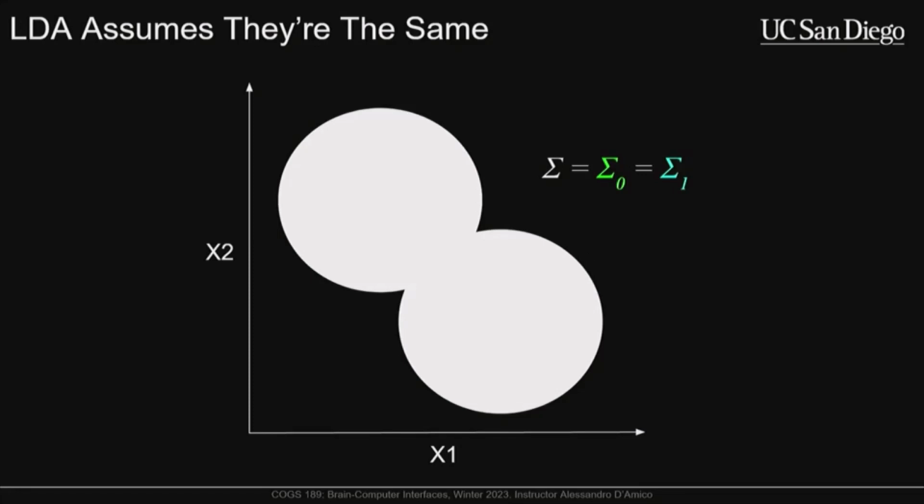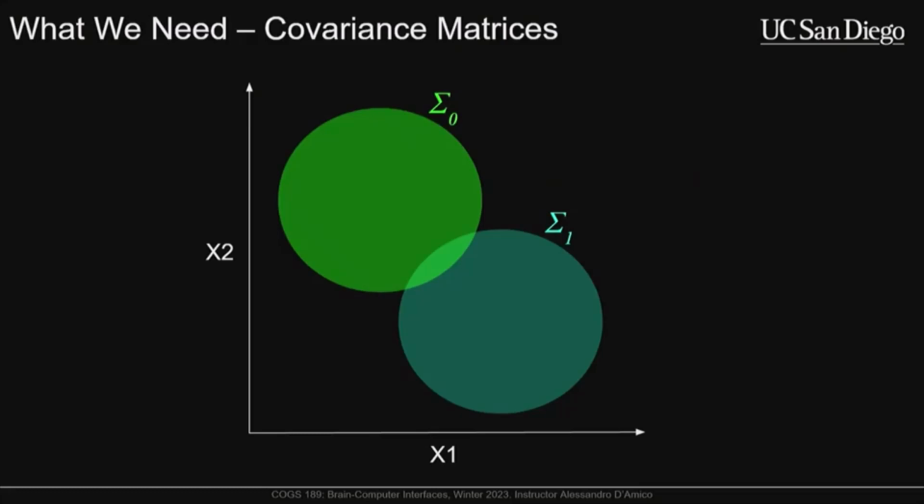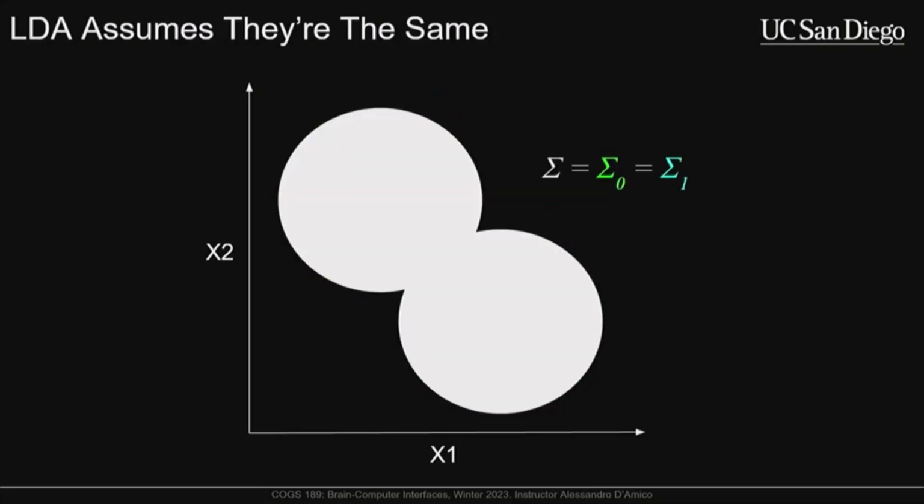And when that's not the case, and you need to use independent covariance matrices for class 0 and class 1 that are not the same, then what you'd be doing is quadratic discriminant analysis. And your decision boundary wouldn't be linear, it'd be quadratic. But in our case, with LDA, we assume that they are exactly the same.